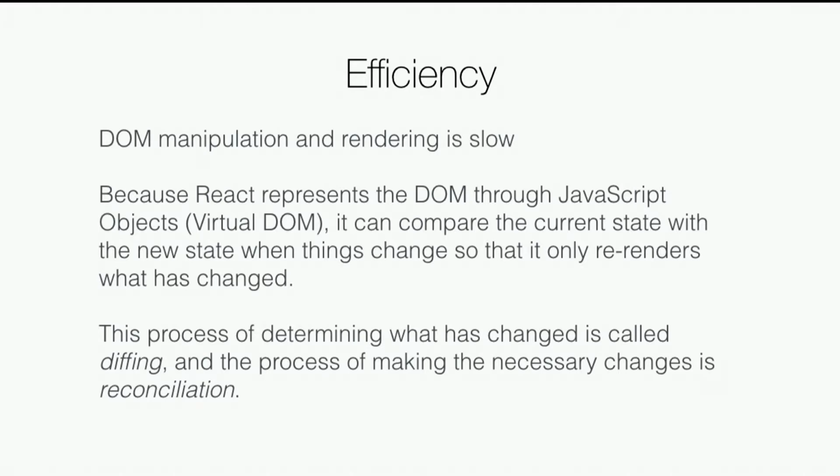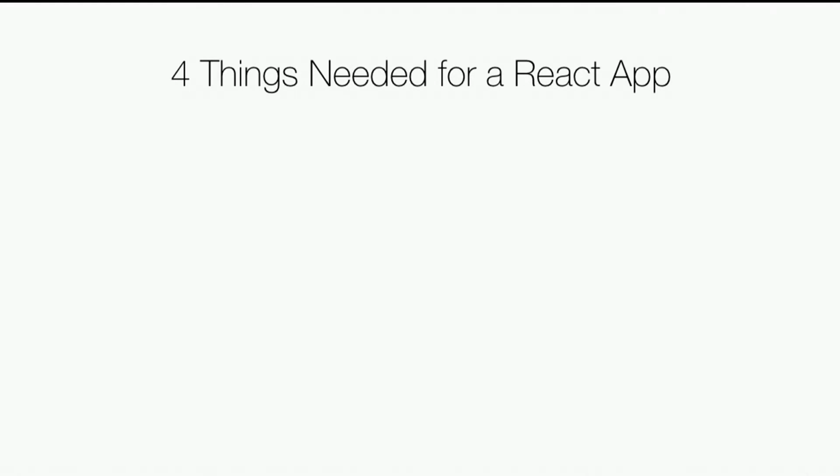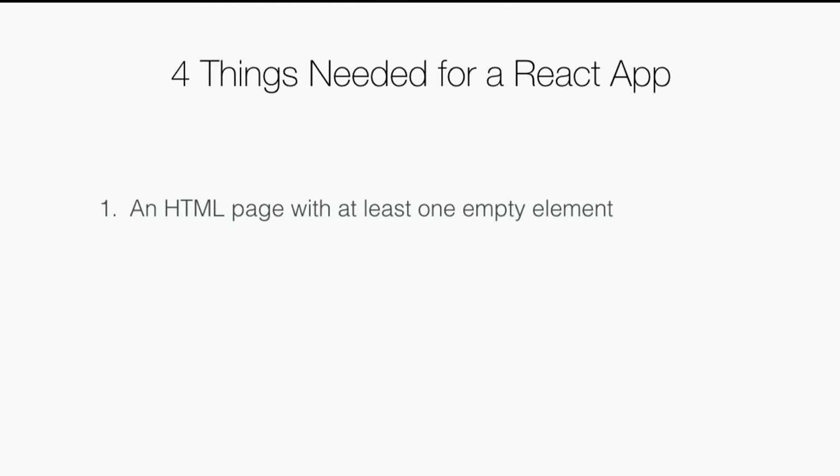So the process of determining what has changed is called diffing, and then actually changing those things is called reconciliation. So how do we actually make a React app? 4 things you need. Number 1, an HTML page with at least one empty element. Usually just a div. So your actual HTML page is super simple. It's just basically that HTML5 boilerplate that we do. And then just add a single div on the page is enough for a React app.